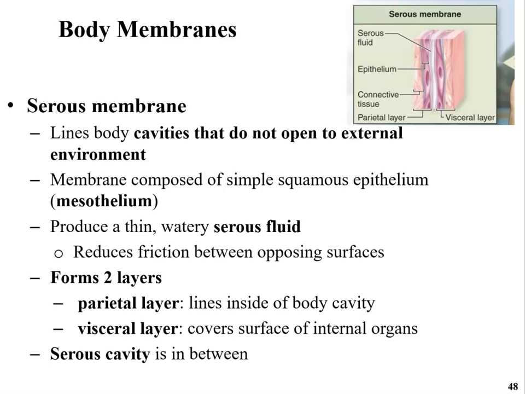It forms 2 layers. There's the parietal layer, which lines the inside of the body cavity, and the visceral layer, which covers the surface of the organs. There's a potential space in between those 2 layers called the serous cavity, and that's where the serous fluid is produced and helps to reduce friction.